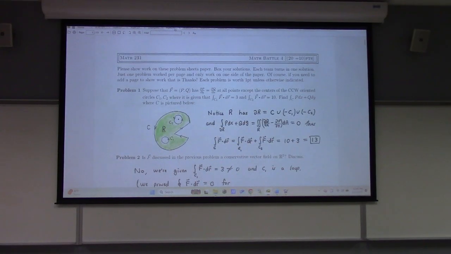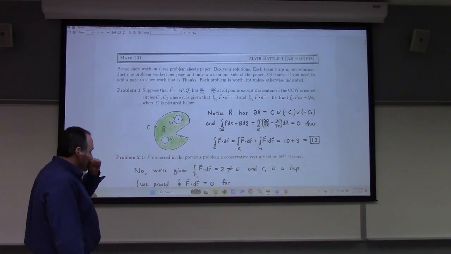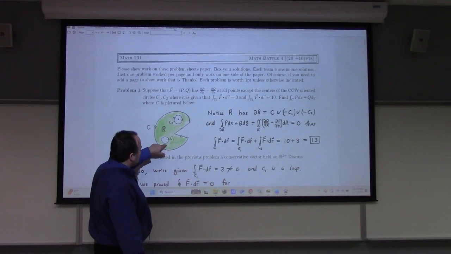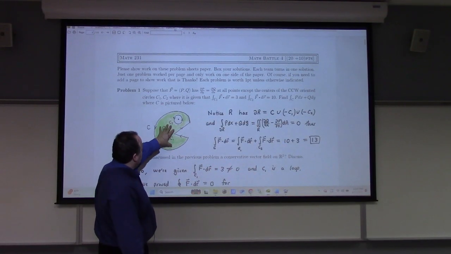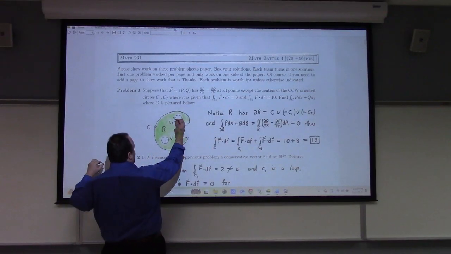I'll run through the solution to the Math Battle. Try to do it pretty quick here. So here, the basic idea is just to notice that these are oriented, let's see, if we think about Pac-Man with whatever that would be, I guess that's an eye. What would that be? A mole? Maybe it's been shot or something. I don't know. But let's see here.